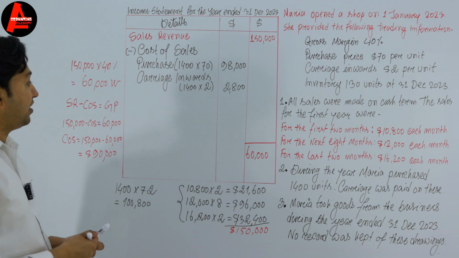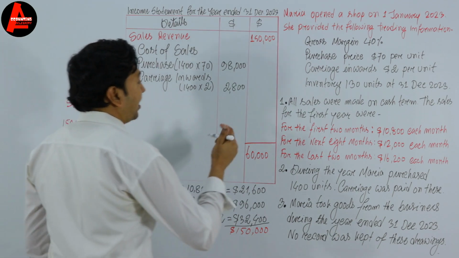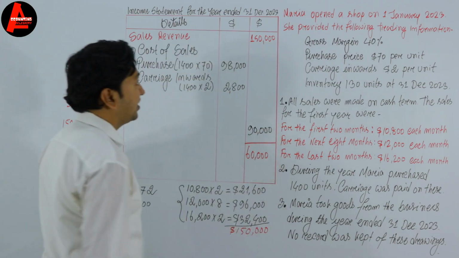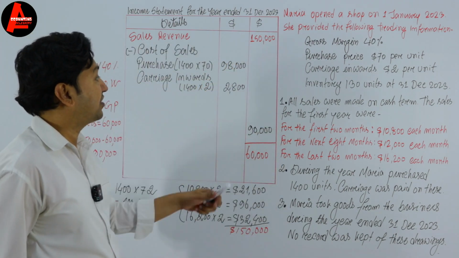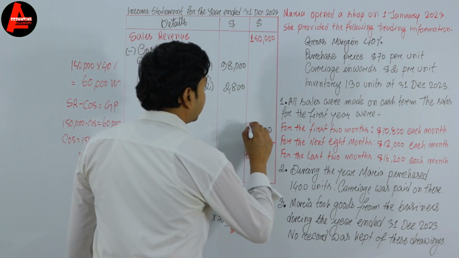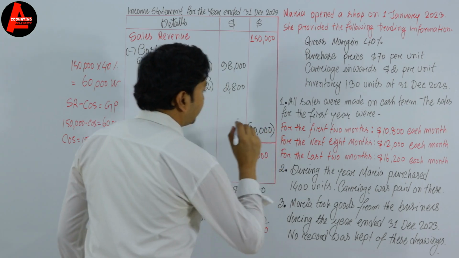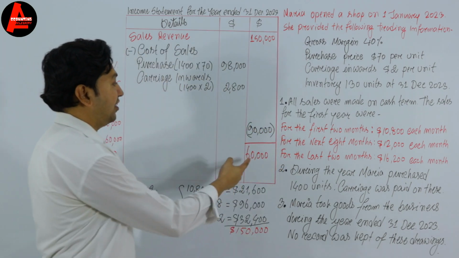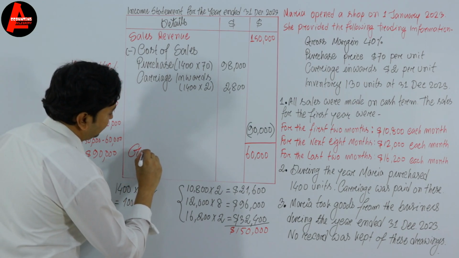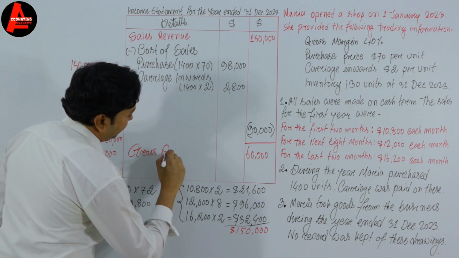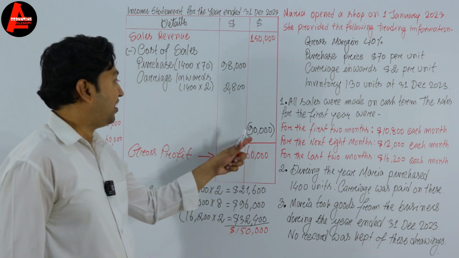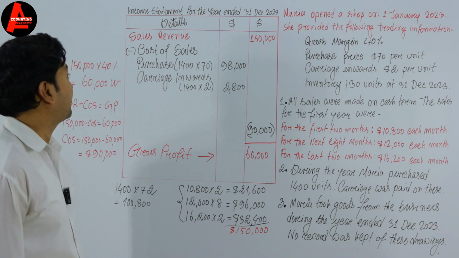So let us write here cost of sales $90,000. So see here $150,000 minus 90,000 equal to $60,000. Okay, so this is our cost of sales. We subtracted, and this was our gross profit. Okay, so let us write here gross profit. Okay, now we have our cost of sales $90,000.